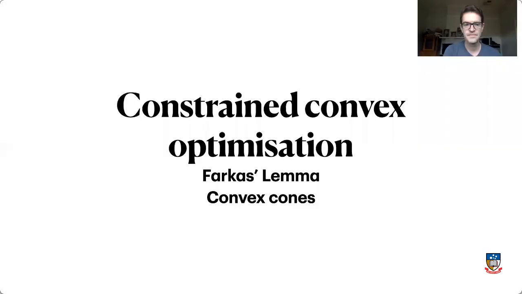Okay, so we're going to have a little bit of an interlude here, and we're going to talk about something called Farkas's lemma and convex cones. Now these are going to be really important. Farkas's lemma is going to be important for us to prove the Karush-Kuhn-Tucker conditions, the KKT conditions, which are a really important aspect of constrained convex optimization. And convex cones are going to be a useful idea for us to know as we go on in this subject. So it's a little bit of an interlude, but we'll use this stuff later.